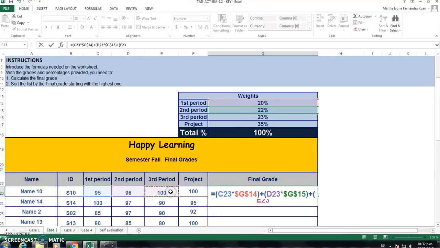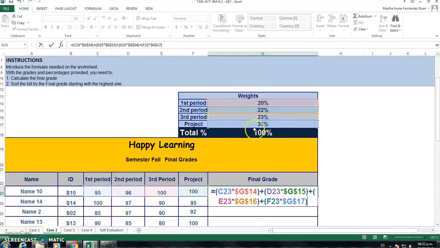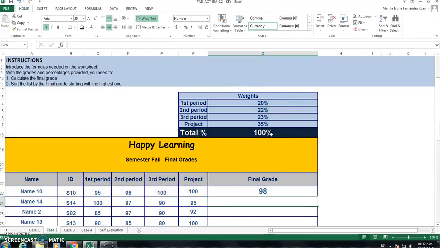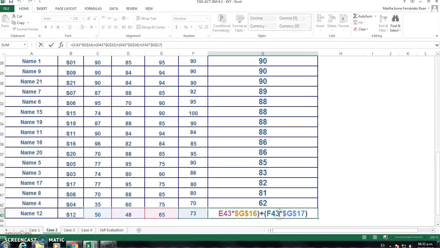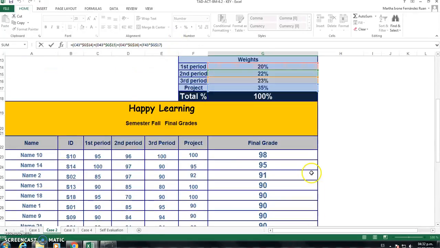Then the grade of the third period times its corresponding percentage, F4. Plus, finally, the project grade times its corresponding percentage, F4, and I close the parentheses. And remember, a weighted average characteristic is that the sum of all the weights is always 100. And when I drag it down, then it's correct because it's always times the absolute reference, percentages above the table.